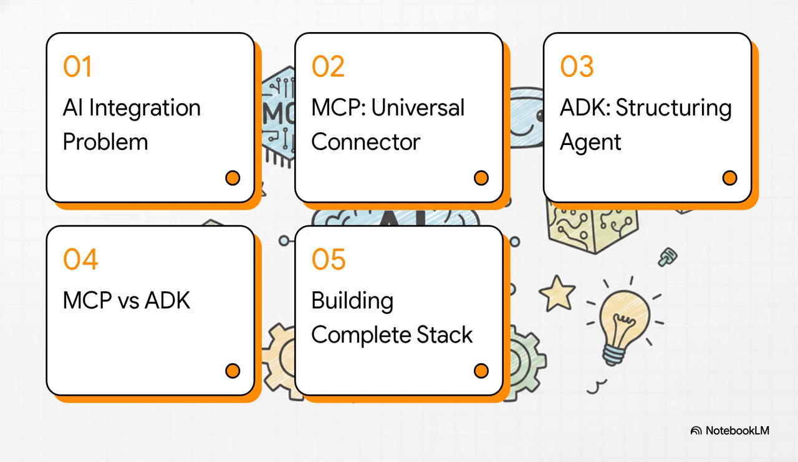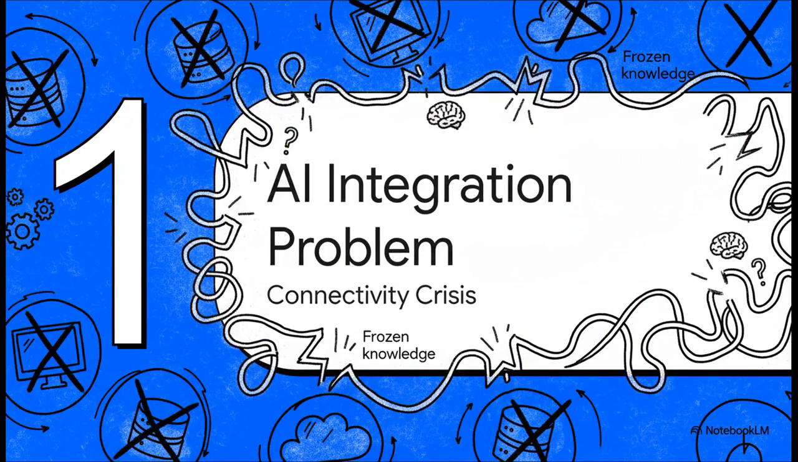Here's the roadmap for today. We're going to start with the AI integration problem. Then we'll look at MCP as the universal connector. Next, we'll see exactly how ADK structures the agent, contrast MCP versus ADK, and then finish up by building a complete, real-world stack. All right, Section 1, the AI integration problem, and overcoming the connectivity crisis.